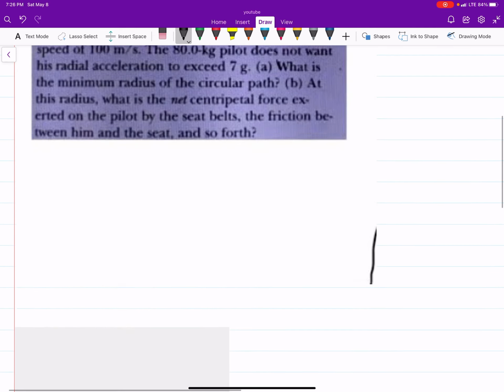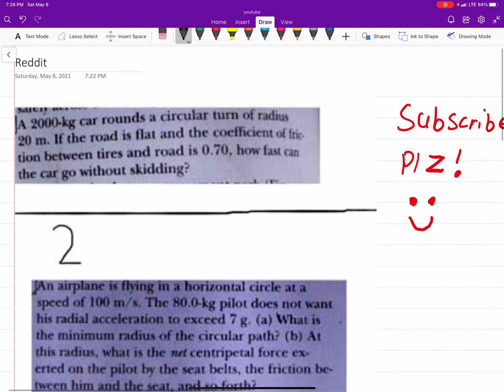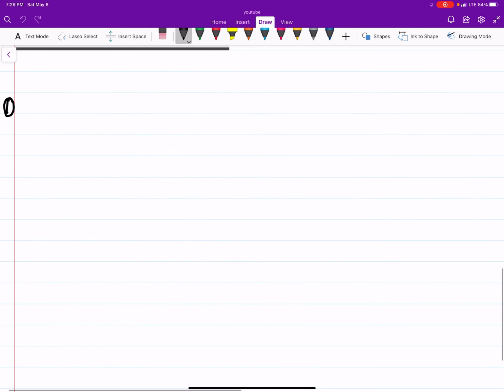So question 1 is saying you have a 2,000 kilogram car that rounds a circular turn of radius 20 meters. If the road is flat and the coefficient of friction between the tires and the road is 0.70, how fast can the car go without skidding? So start by just drawing a little picture.